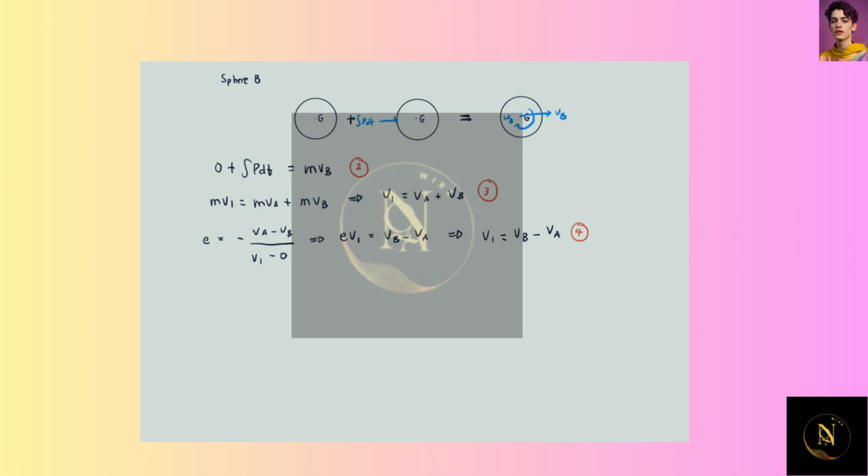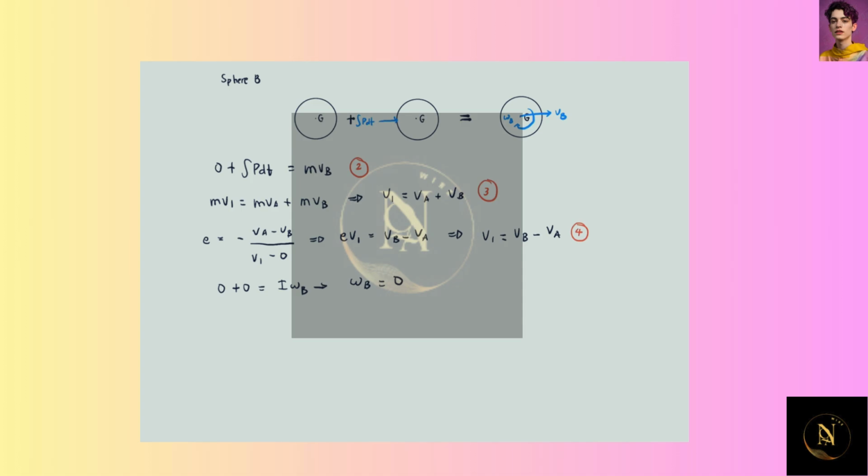Now, taking the moments about point G, again the center of the sphere, with clockwise direction taken as positive, we'll have 0 plus 0 equals I omega B. This gives us omega B is equal to 0.